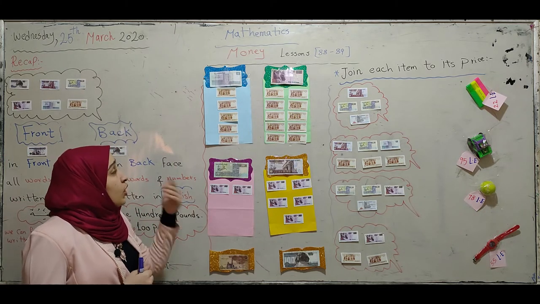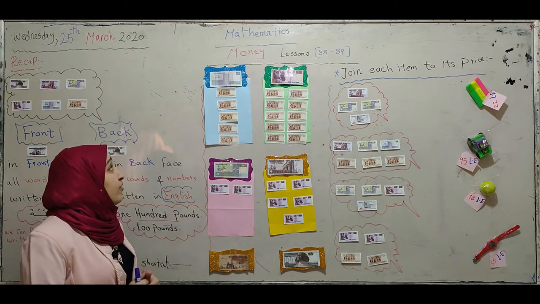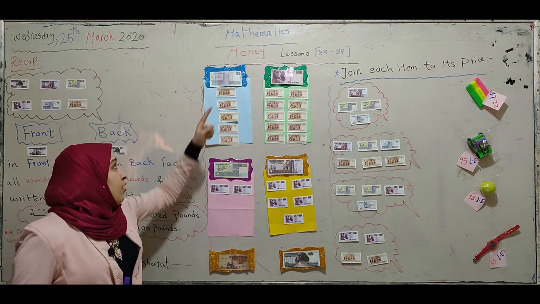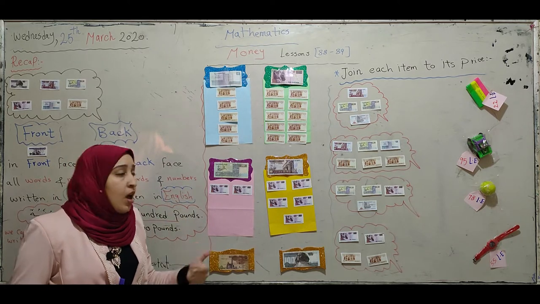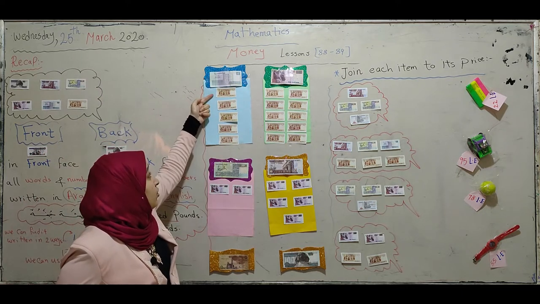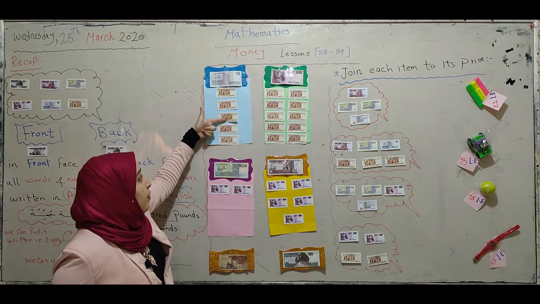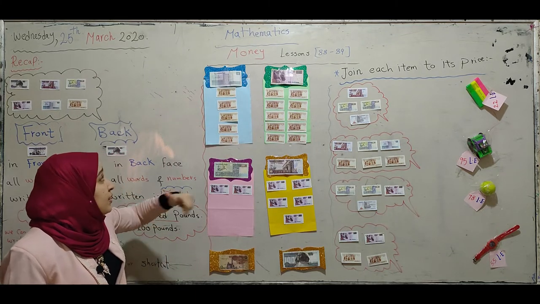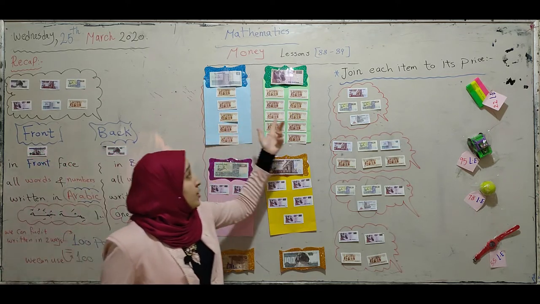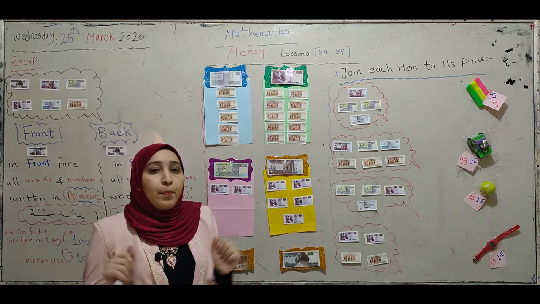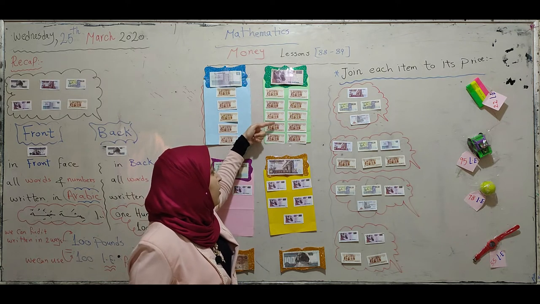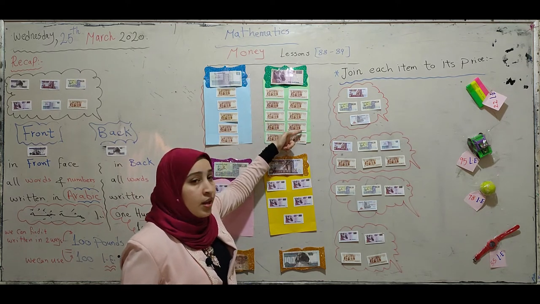When we decompose money, we have 5 pounds. I can decompose it by 5 banknotes, each one of them with 1 pound. So 5 pounds, I can decompose it to 5 banknotes, each one with 1 pound. Let's count it. 1, 2, 3, 4, 5. So it's 5 pounds. And 10 pounds, we can decompose it to 10 banknotes, each one with 1 pound. Let's count them. 1, 2, 3, 4, 5, 6, 7, 8, 9, 10.